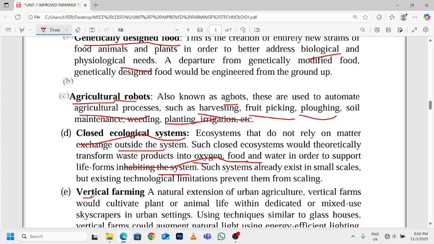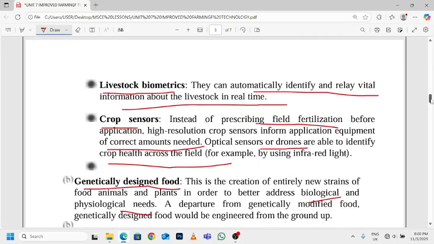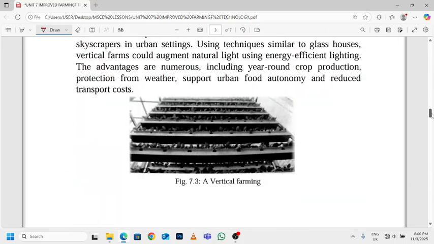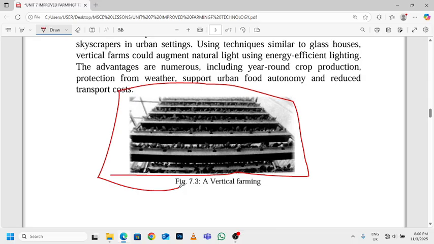We have vertical farming. Vertical farming is where you have a structure like this one. You set up steps, so that you plant some crops here, then in the higher part you plant other crops. You have another step, you plant here, another step. So that's vertical farming.